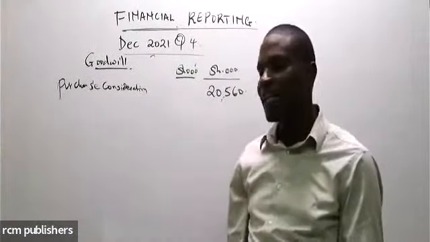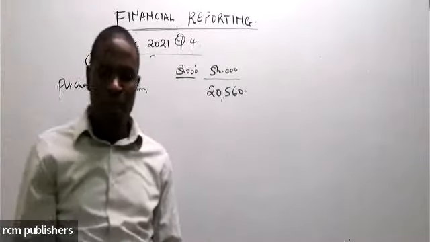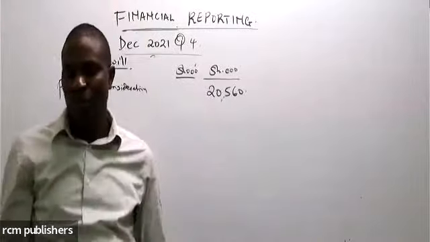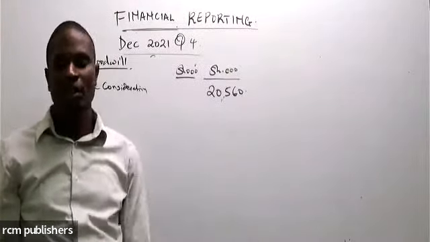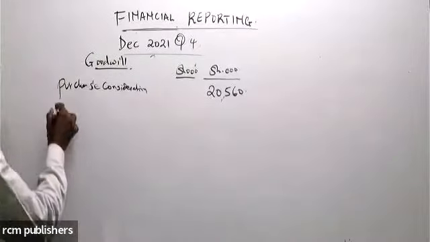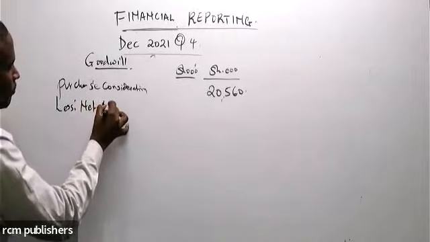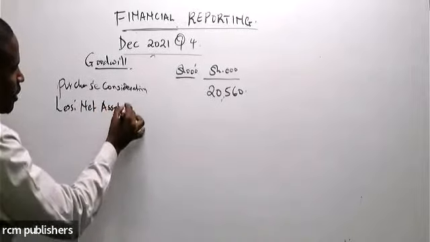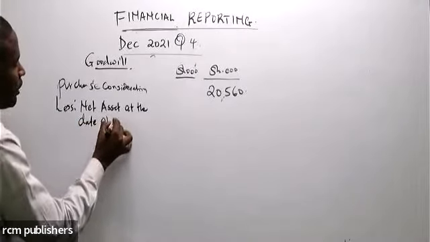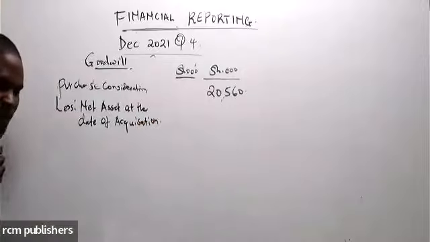Who can remind me of my next step? It's the partial goodwill method. We are using the partial goodwill method here because we're not given the NCI value. The next step is to layer what? Net assets. Net assets at the date of acquisition.